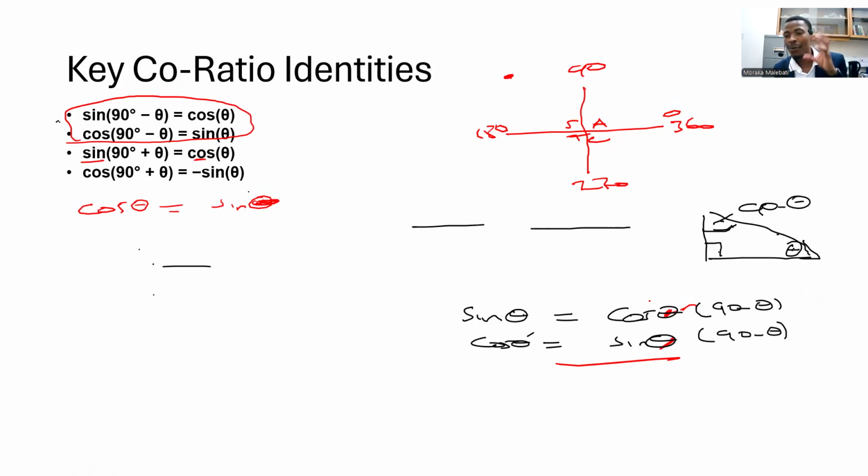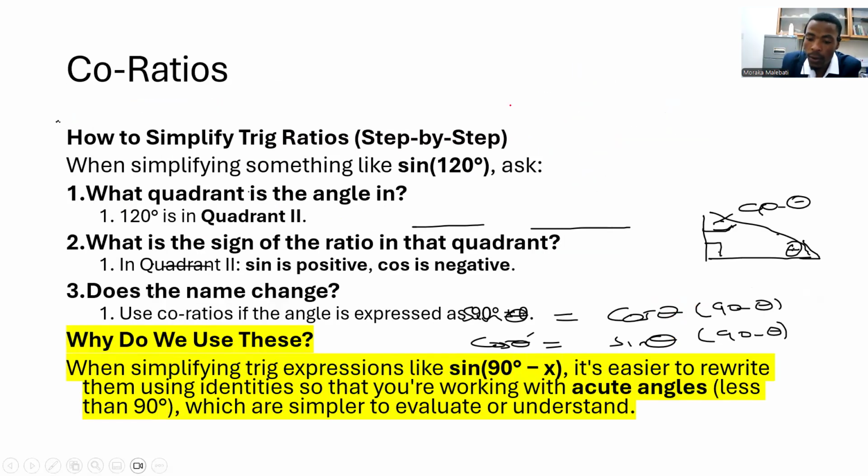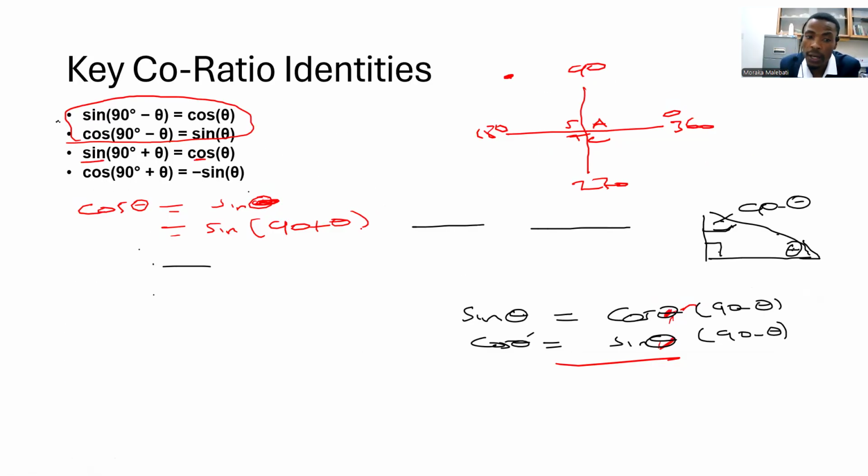The reason I wrote that was because we know sine and cos are co-functions, but I forgot to scrape it off when I'm including another angle. Sorry about that. So it's sine theta, because they are co-functions. But 90 plus theta is in the second quadrant, and sine is positive, so we leave it like that, right?